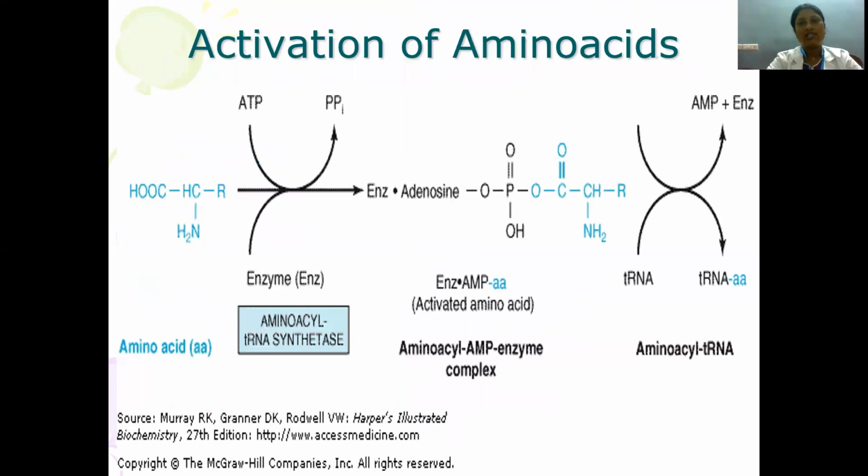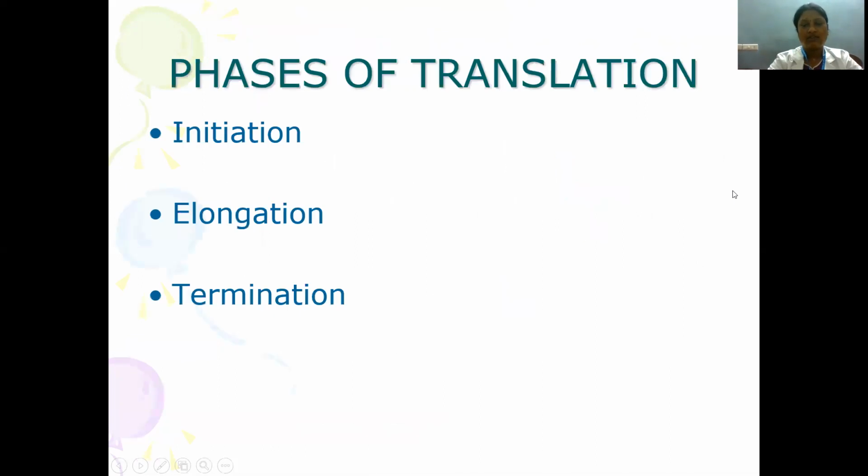So how do amino acids get activated? An amino acid will be activated by the enzyme aminoacyl tRNA synthetase. Activation means phosphorylation of the amino acid. A phosphate group will be attached to the incoming amino acid, making it activated with the help of the enzyme aminoacyl tRNA synthetase. So ultimately we get an aminoacyl tRNA. The incoming amino acid, after getting phosphorylated, will be attached to the tRNA, forming amino acyl tRNA. This is the activation of the amino acid.